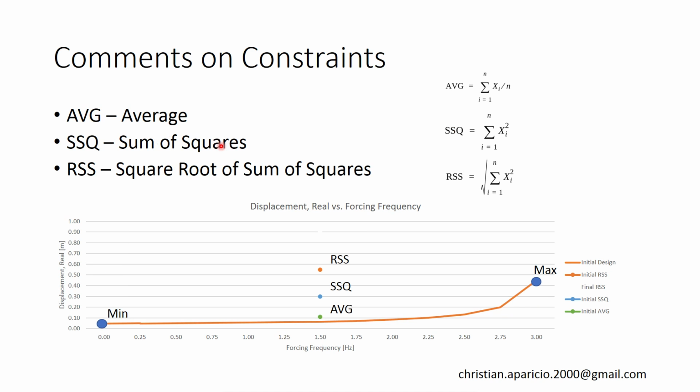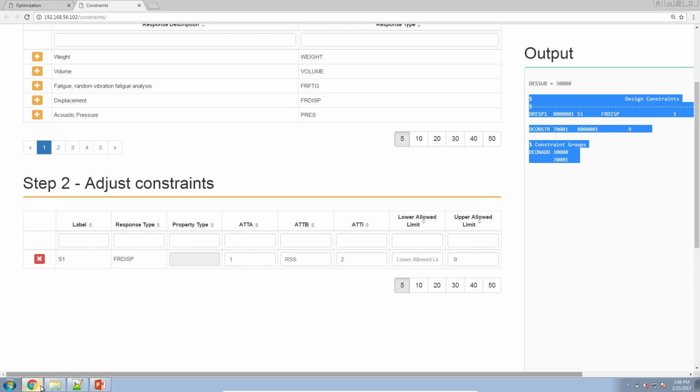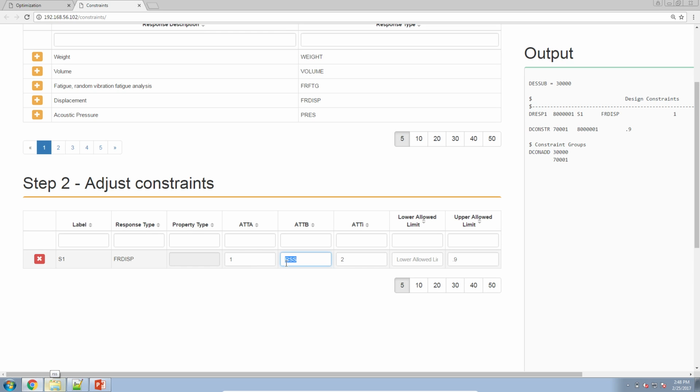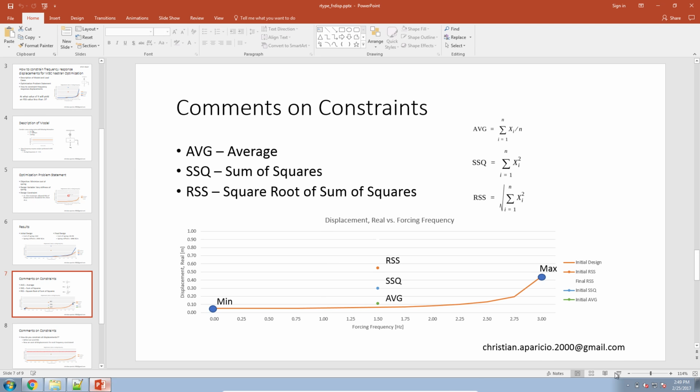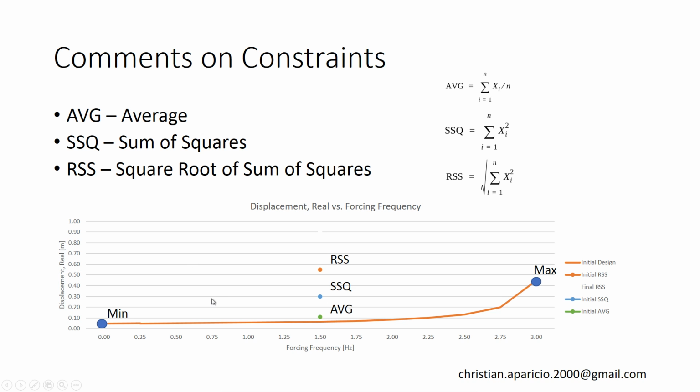Earlier in the video, I mentioned that there are other things you can constrain. You can constrain the average. So if you want to constrain the average, as an example, instead of RSS here in this box, you would type in AVG. If instead of that you wanted SSQ, you would type in that. If you want the max, you would type that, or the min, you would type in that too. And these all correspond to different things as I lay out on this graph.